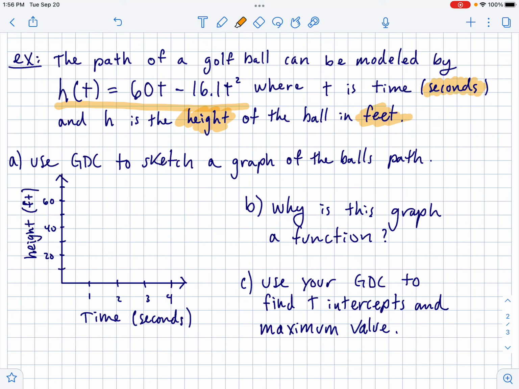Part A says use a GDC to sketch the graph of the ball's path. So if you punch this into your TI and then adjust your viewing window, notice my viewing window here, I'm just doing positive time and positive height. So no need to look at negative height and negative time. It doesn't make sense in the context of the problem. But at time 0, it starts at 0, and then it goes up through this path and gets close to 60, but not quite there. And then it comes down somewhere between 3 and 4. So something like that.